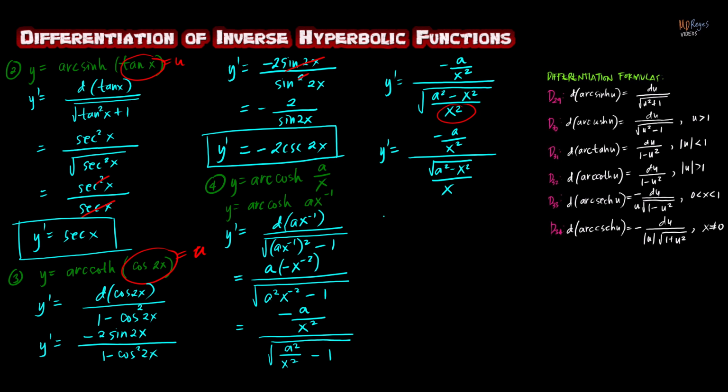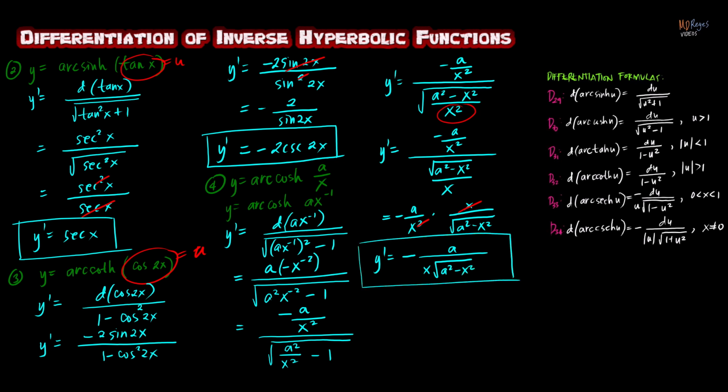Getting the reciprocal of the denominator and proceeding to multiplication, we'll have negative a over x squared times x over the square root of a squared minus x squared. Now we can divide x and x squared and get 1 over x. So our final answer is y prime equals negative a over x times the square root of a squared minus x squared. This is the derivative of the function.